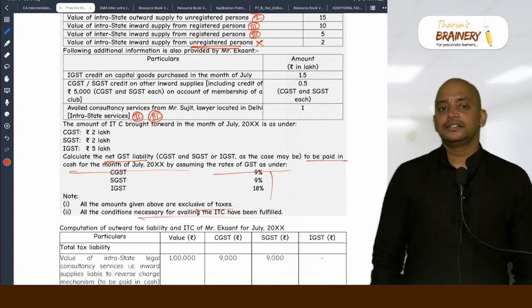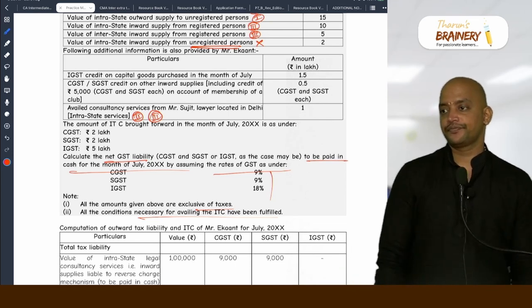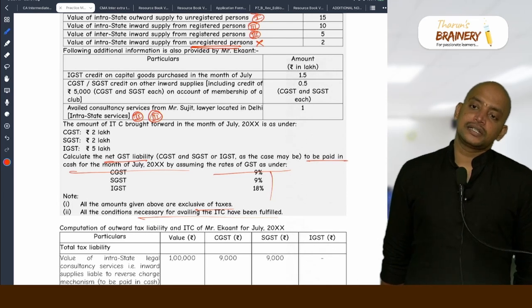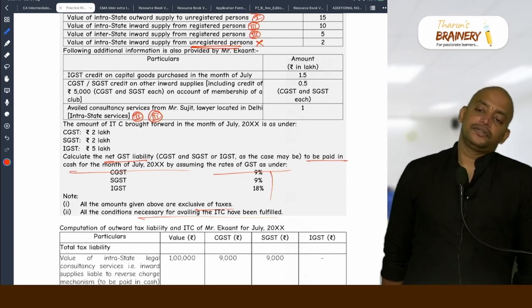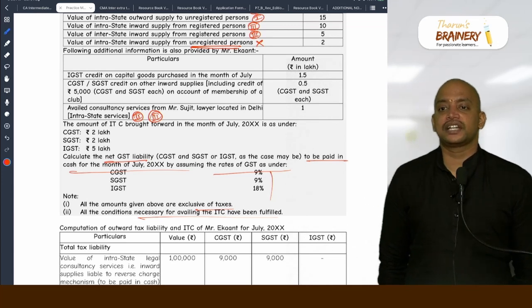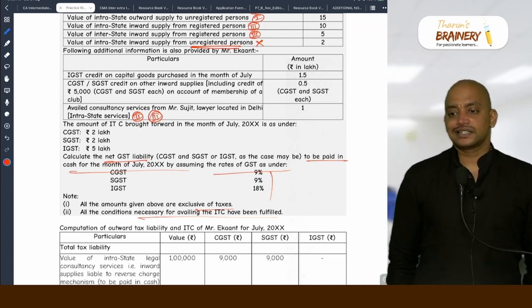Everything we covered. Now do the total of the third column. CGST 3 lakh 35, SGST also 3 lakh 35, 7 lakh 40 IGST.